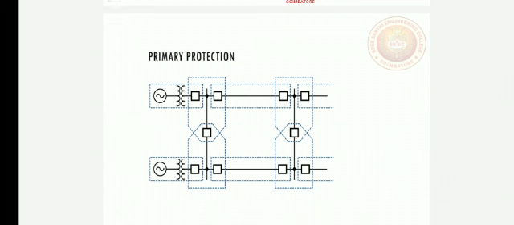The next topic is primary and backup protection. In primary protection, there are some protective zones: generator protective zone, generator transformer protective zone, busbar protective zone, and transmission line protective zone. A protective zone is the separate zone which is established around each system element. The primary protection is the first line of defense and is responsible for protecting all the power system elements from all types of faults.